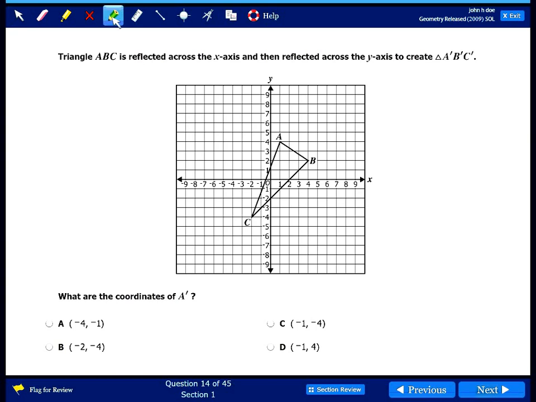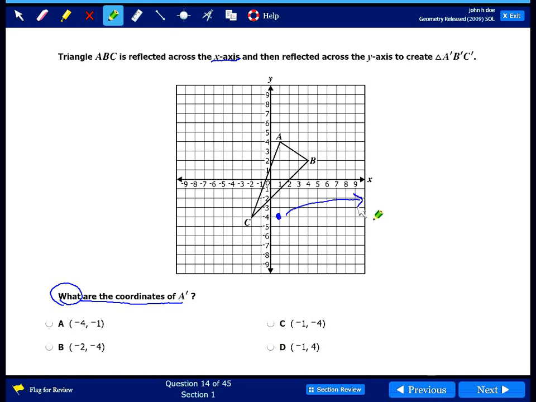This problem says triangle ABC is reflected across the x-axis, and then reflect it across the y-axis. So first we need to reflect it across the x-axis and then the y-axis. So what are the coordinates of A prime? Well, A, first we need to reflect it across the x-axis. So we're 1, 2, 3, 4 away, so we're going 1, 2, 3, 4. So that's reflected across the x-axis.